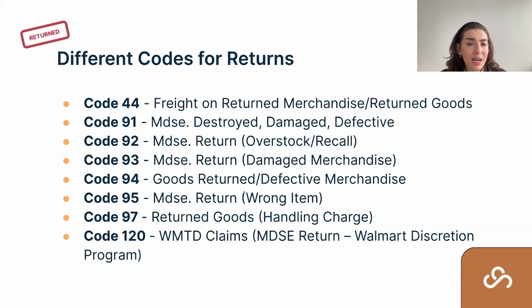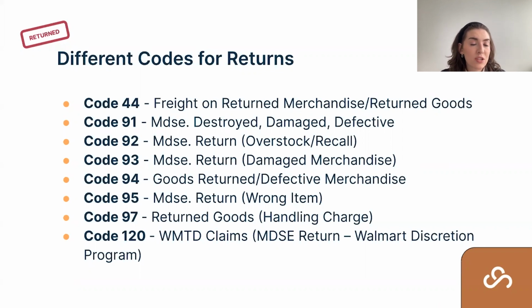The next code is a code 91. This is for merchandise destroyed, damaged, or defective. And we'll get into what that means, but it's pretty basic here. It obviously just means that you're unable to sell that merchandise, and it doesn't necessarily make sense to keep it either on Walmart's side or on your side. The third code we have here is code 92. So this is a merchandise return. And this one is different than a code 93 because it is specifically for an overstock or recall. We'll get into that later.